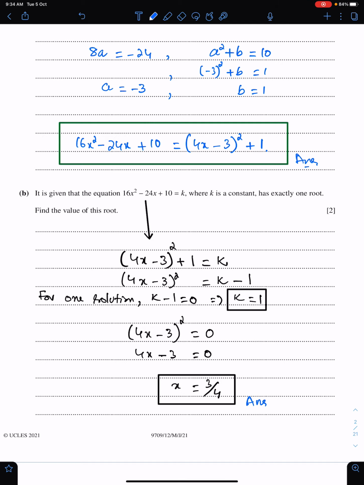So make sure you understand the meaning of this statement. This statement means the expression (4x − ...) whole squared must be 0. And this will be 0 when k is 1. After substituting 1 here, this is equal to 0. And finally we have the root.